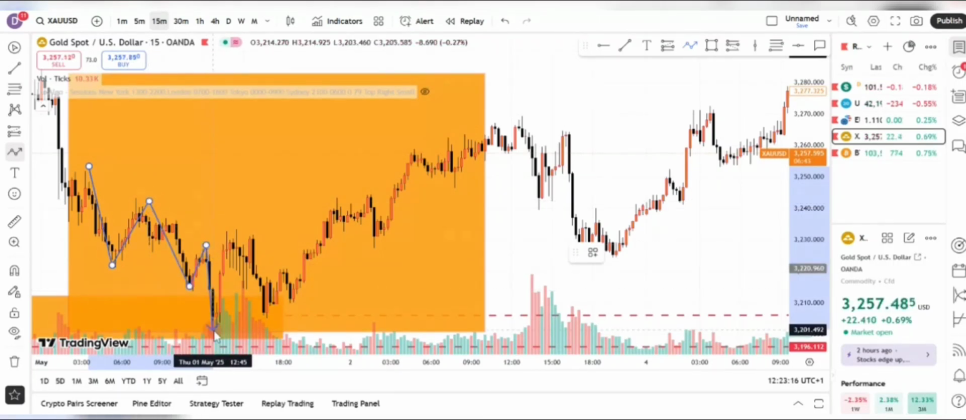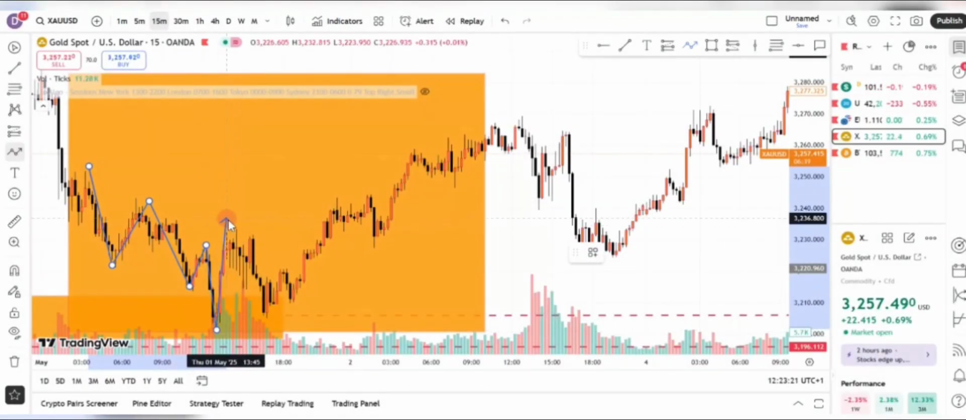Remember what we talked about? This is the manipulation here, and then that's the break of structure, and that's the return to the order block. Notice that it did not take this low, and then what happens next? Price starts to fly.